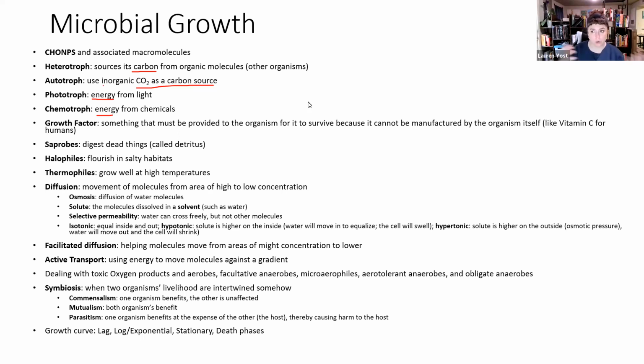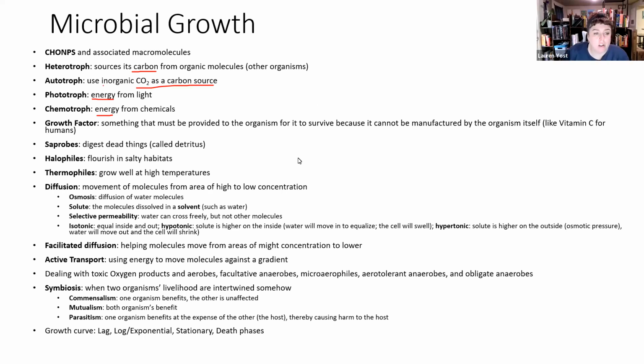So you can put these words together and ascribe to them the appropriate meanings, such as what we would be, which would be a chemoheterotroph. So we get our energy from chemicals, like our food, and we get our carbon from other organisms, like our food.